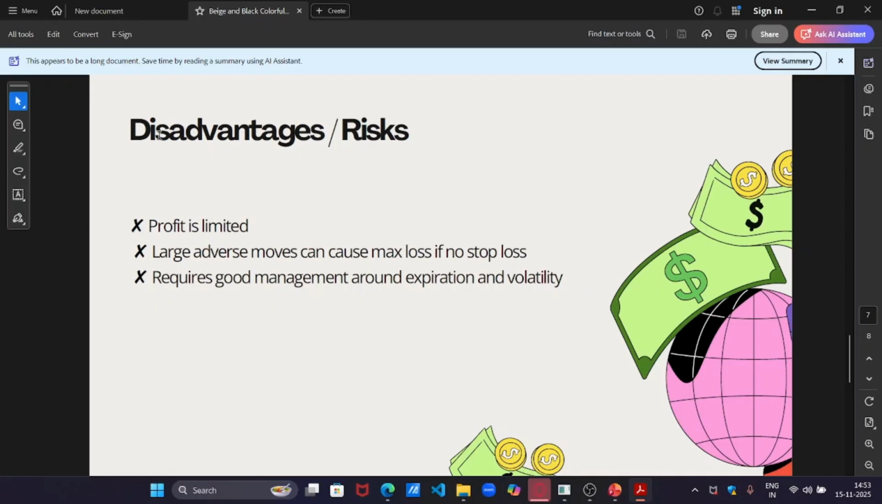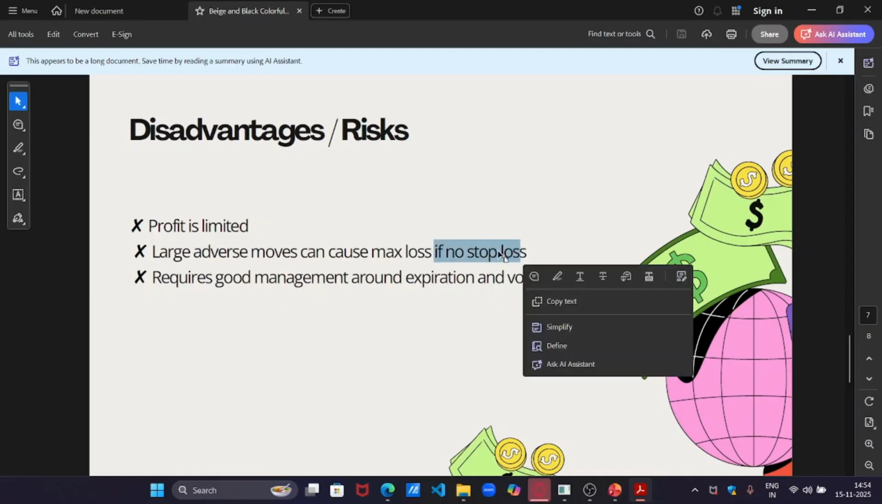Now there are certain disadvantages. Profit is limited. Since we are trying to minimize the loss, the profit also is limited. We'll get a little less profit. Large adverse moves can cause maximum loss. If the market moves in the opposite direction to what we are expecting, in that case we can see a big loss. We are basically earning from the selling leg, and the selling leg can go to any price. If we do not have a stop loss, we should have a stop loss.